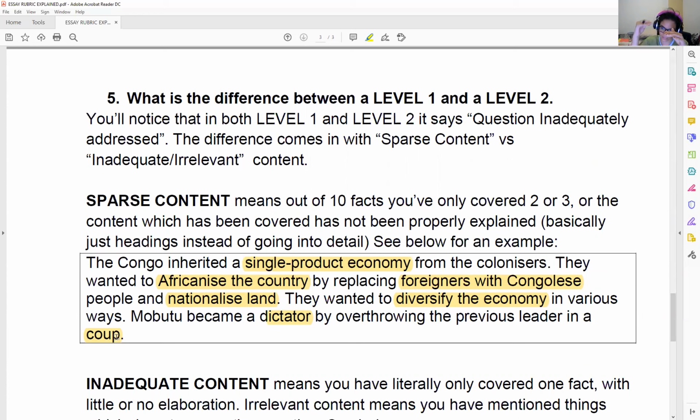They wanted to do this and this and this and this. They wanted to nationalize the land. They wanted to diversify the economy. Okay, how were they going to do that? I haven't actually explained that. And then I say that Mobutu became a dictator, but I don't explain how this happened. What were the steps to Mobutu becoming a dictator? So I've got the facts there. You can see it. But I haven't explained them properly.